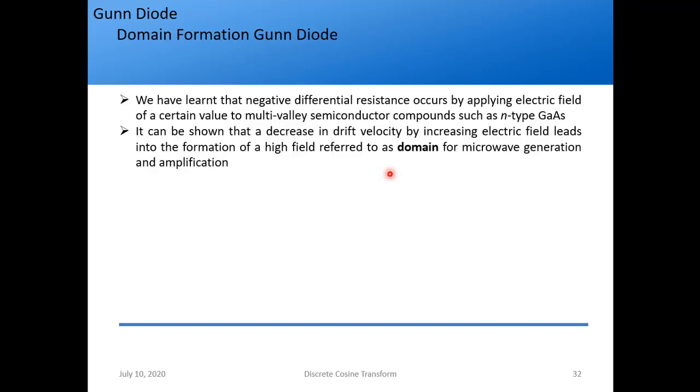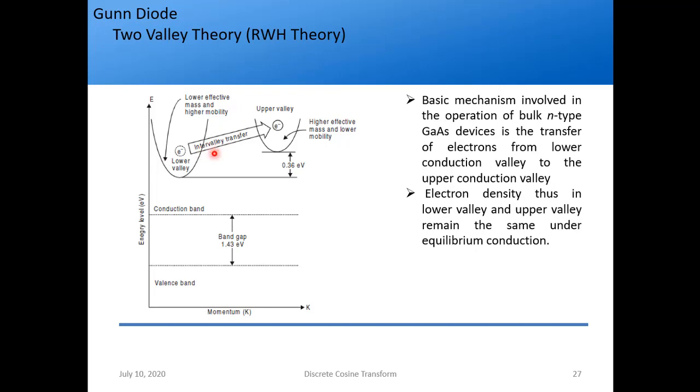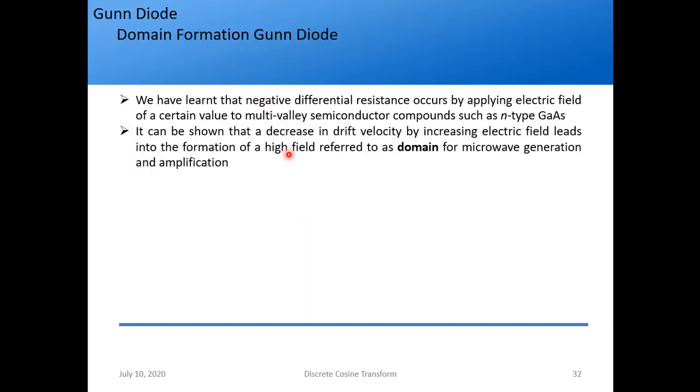So then, as I said, the important question from the exam point of view is modes of operation. For that, you need to understand what a domain is. Now we saw that negative differential resistance occurs by applying an electric field above a certain threshold to multi-valley semiconductor compounds like N-type GaAs. What we mean by multi-valley is that we have these two valleys, right? That's why it is called a multi-valley semiconductor device. Now it can be proved, without the derivation, which is not included in the syllabus, so I am not taking it, that a decrease in drift velocity with increasing electric field leads to the formation of a high field region.